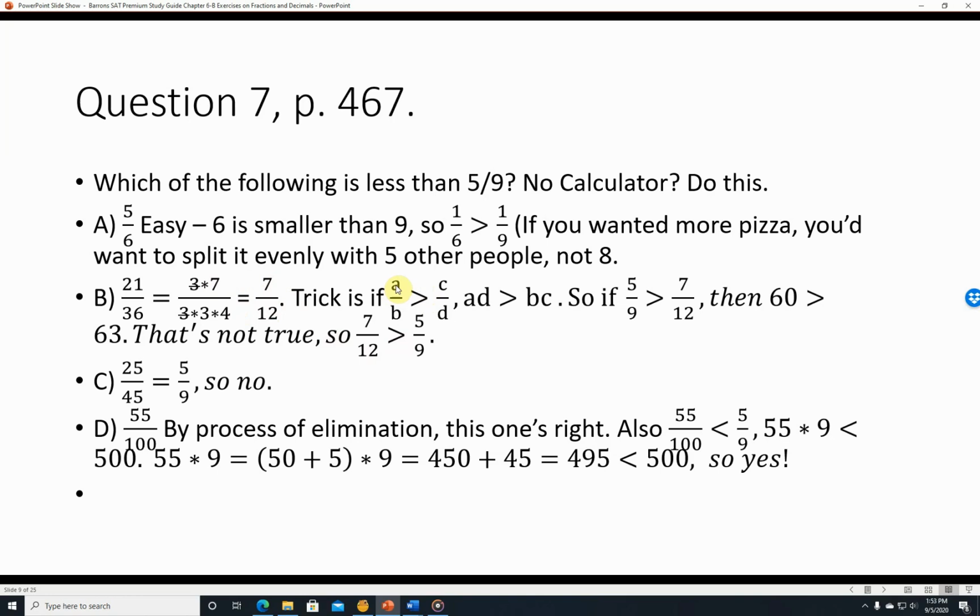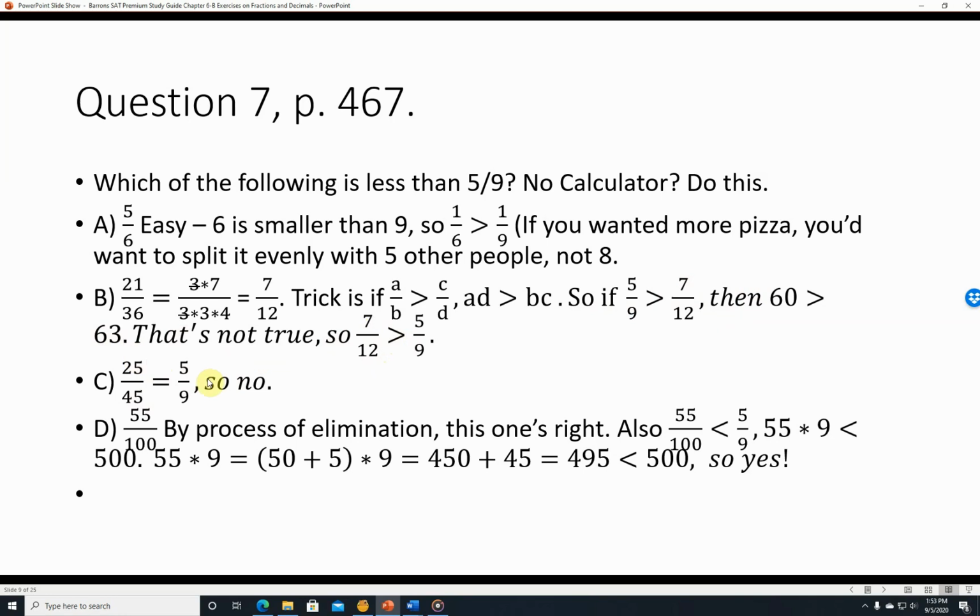So here's a trick you can use: if A over B is greater than C over D, then AD has to be greater than BC. Why? Well, because you just multiply. I'm going to multiply and get AD here and then BC there. It's just cross multiplying. So if 5/9 is greater than 7/12, then 12 times 5, which is 60, has to be greater than 9 times 7, which is 63. Obviously that's not true, so 7/12 is going to be greater than 5/9, not the other way around. So 7/12 is not less than 5/9.